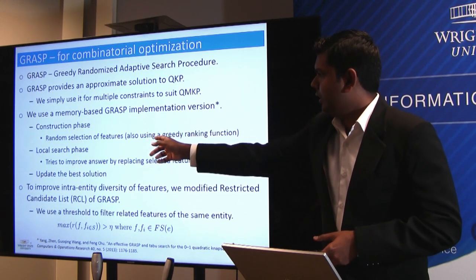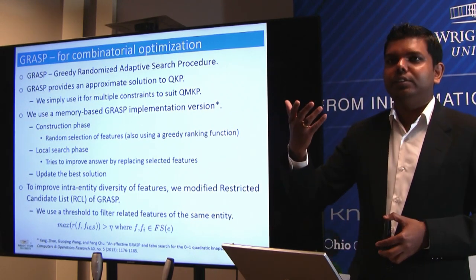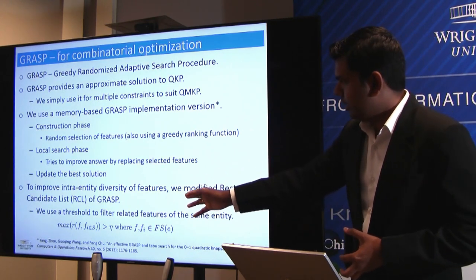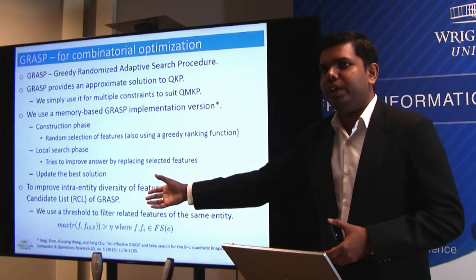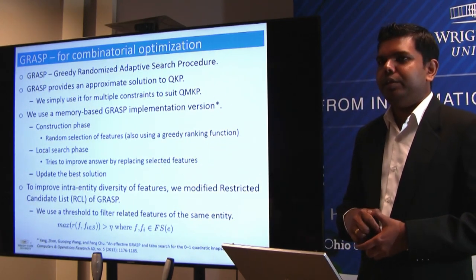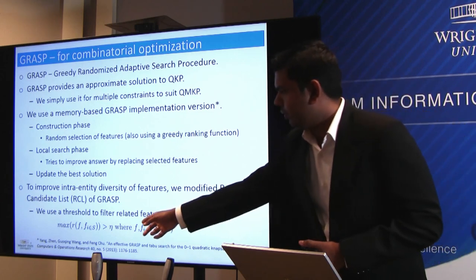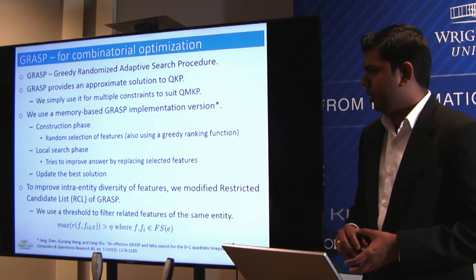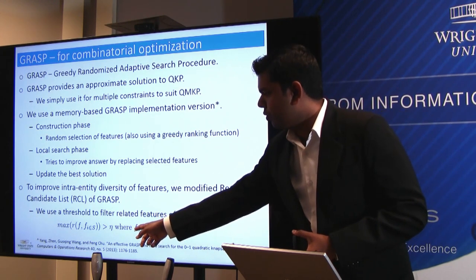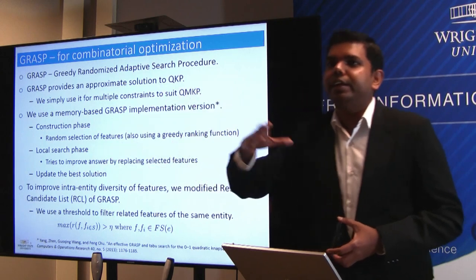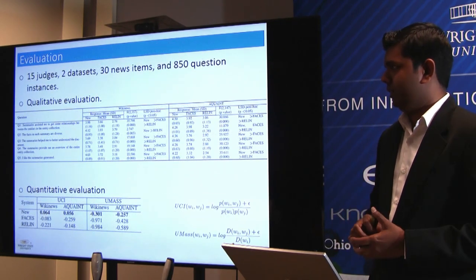The construction phase is where we do the modification to ensure we get further input diversity. So it randomly selects features, which it calls candidate features, and it is named the restricted candidate list. If we somehow make sure the features selected are not going to be the same coming from the same entity, we are ensuring that the final entity summary is diversified within each entity. So we simply filter out if the relatedness of two features is higher within the same entity, one that we want to select into the summary and others that are already selected in the candidate list. So there is this filtering approach we introduced, and this is the evaluation we did.